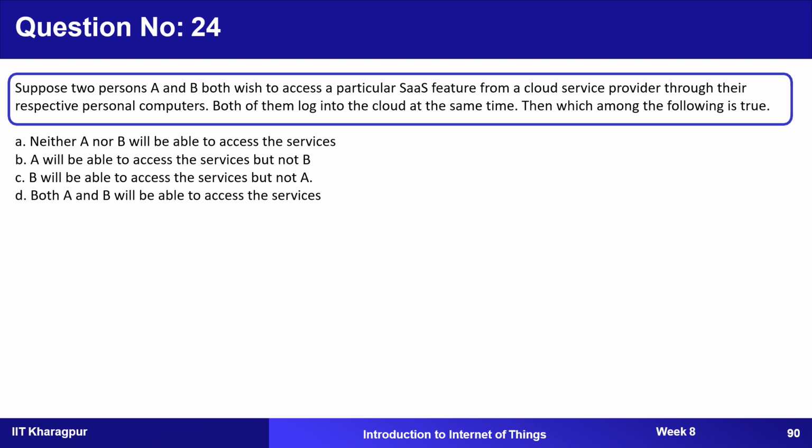Options are, neither A nor B will be able to access the services. A will be able to access the service but not B. B will be able to access the services but not A. Both A and B will be able to access the services.